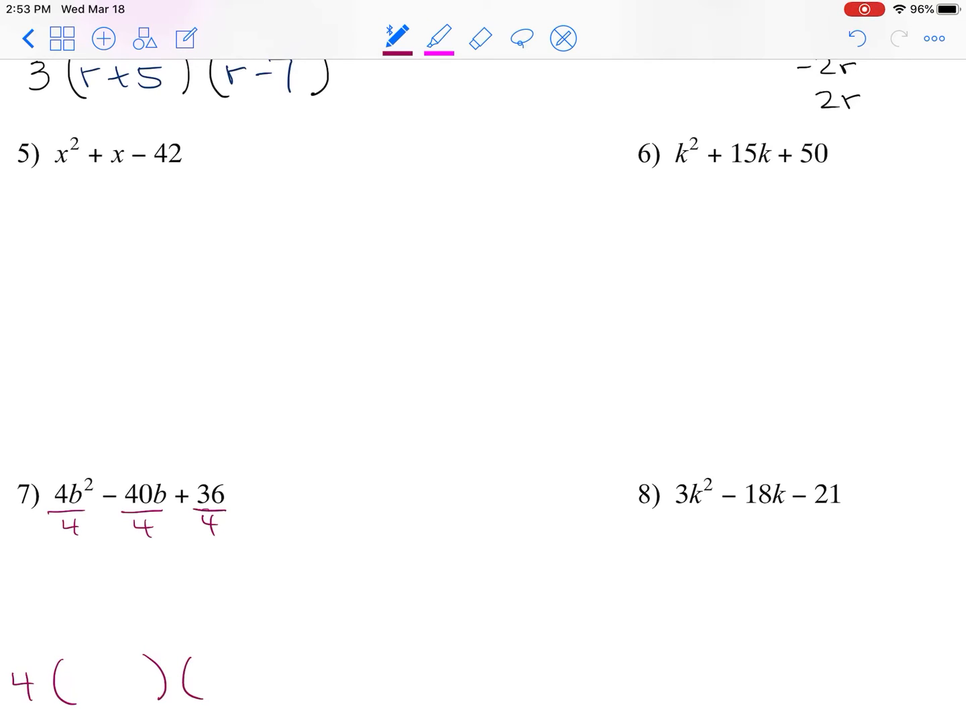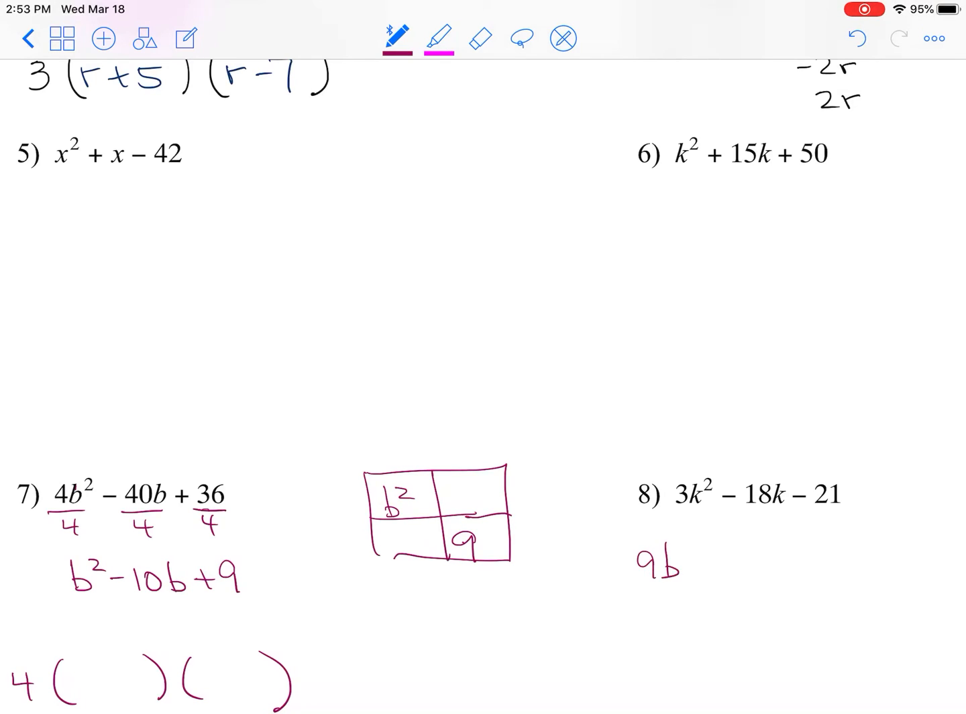And then I'm going to come down here where I write my answer and put my 4 out in front. So when I divide 4b to the second by 4, I get b to the second. Negative 40b divided by 4 is negative 10b, and 36 divided by 4 is 9. I'll put those in my box. So b to the second up here, positive 9 down here. Looking for the factors of 9b to the second. There's only 2 sets of factors that do that. And the ones that add to be negative 10 are 1 and 9. And because it's negative 10, it has to be negative 1b and negative 9b.